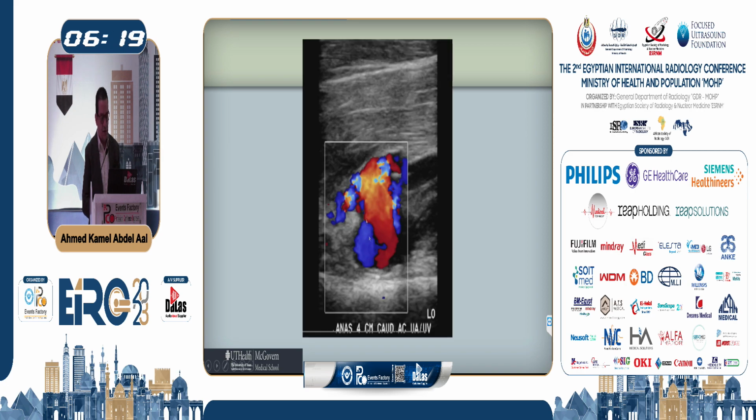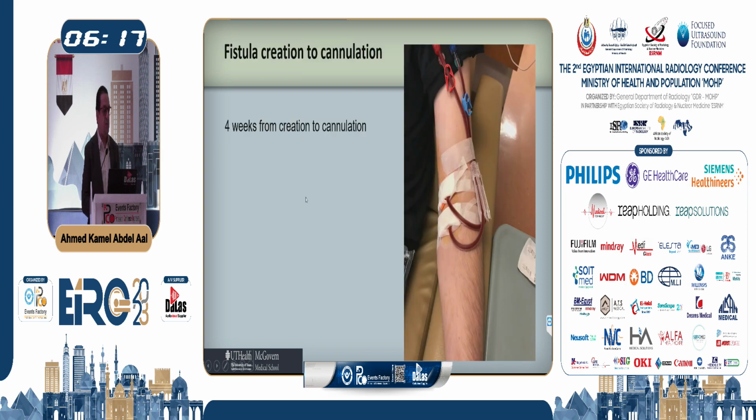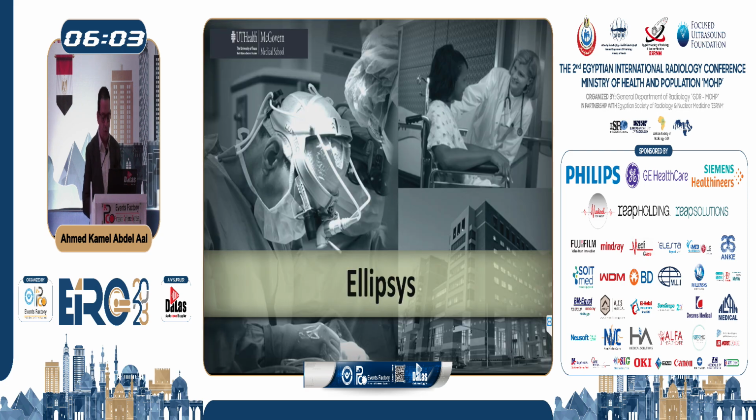Again, that is the connection between the artery and the vein. This patient went to dialysis 4 weeks only after the creation. As you remember, when I told you this, it takes 4 to 9 months for surgical AV fistula, sometimes to mature, it depends where you read from.